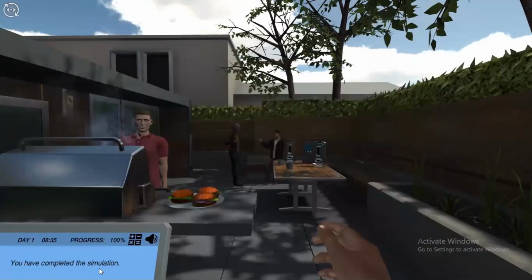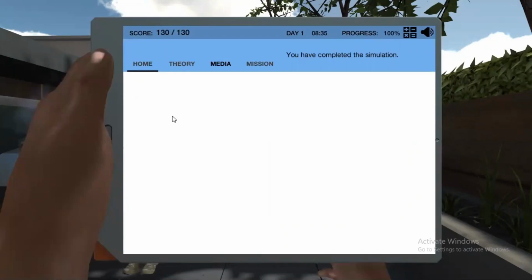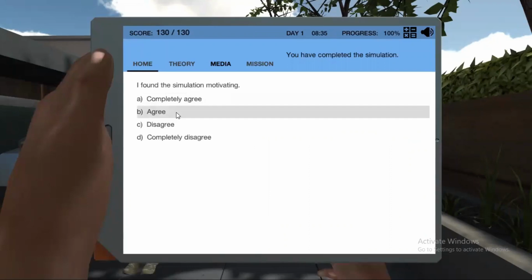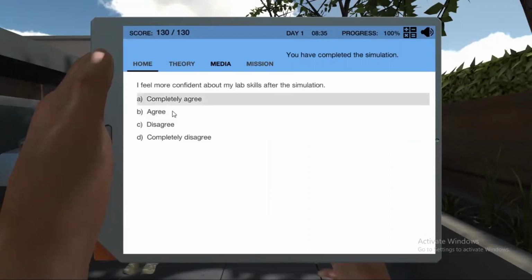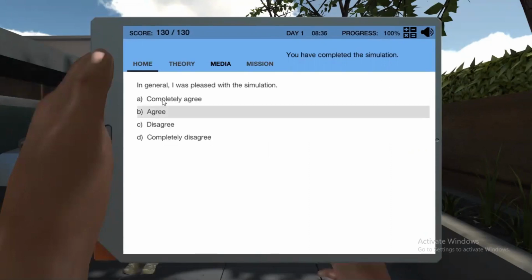I gained relevant knowledge by using the simulation. I found the simulation motivating. I feel more confident about my lab skills after the simulation. I feel that I can apply what I have learned in the simulation to real-world cases. In general, I was pleased with the simulation.